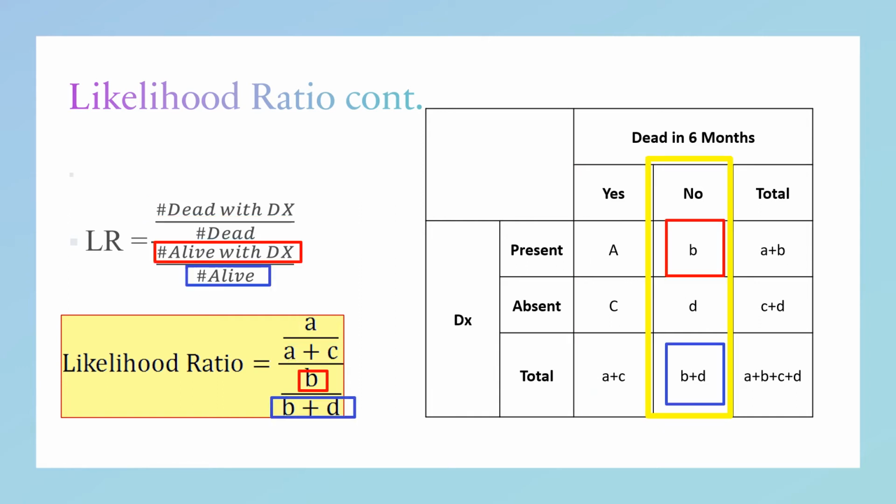You can also see how we get the bottom part of our formula. Highlighted in yellow is people who are not dead within 6 months, which we're calling alive, and you can see the correlating values there.